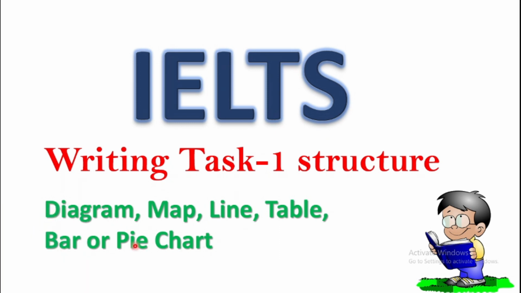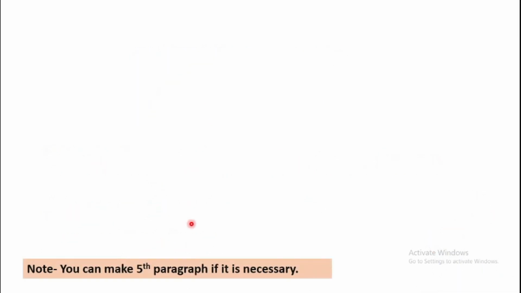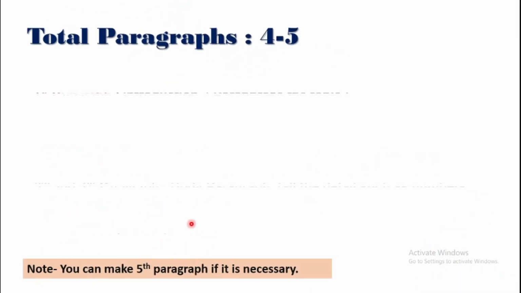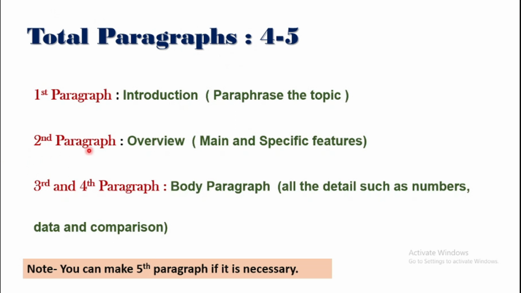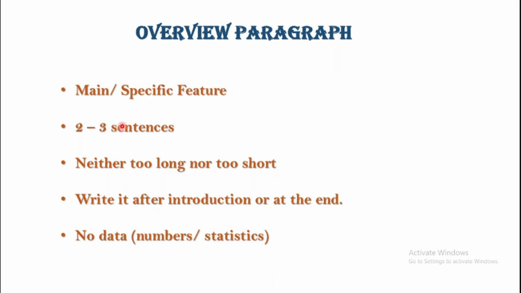So after the intro part, in the next paragraph, which is known as overall or overview, you have to put all the main or specific features of data. It is the most important paragraph. It is often not too long, but it contains all the key features of the task. So now I'll tell you how to write it. The first thing is, it is not necessary to put overview after the introduction. You can write it at the end as well, but remember, don't miss it or forget it, since it is an imperative paragraph.